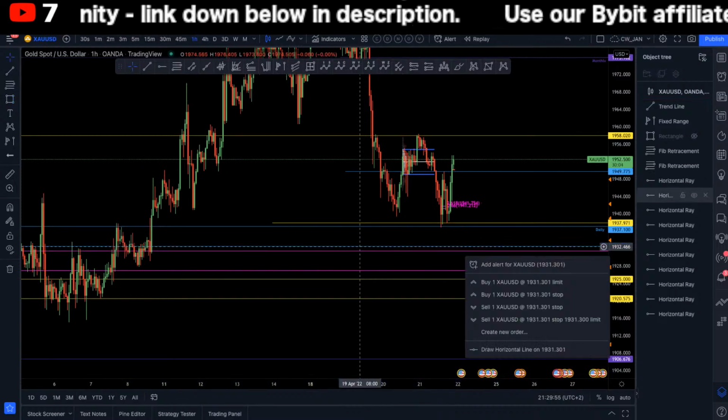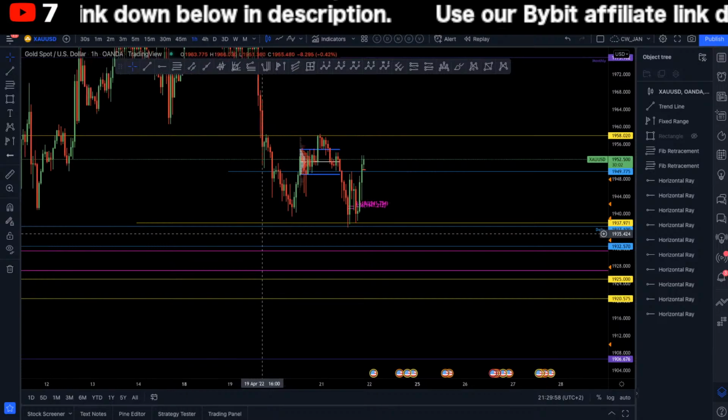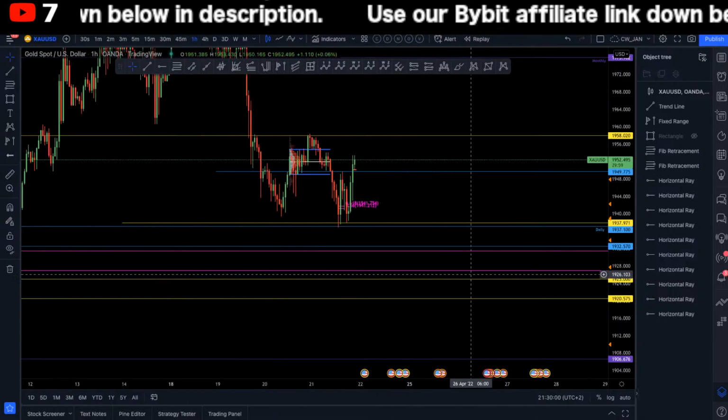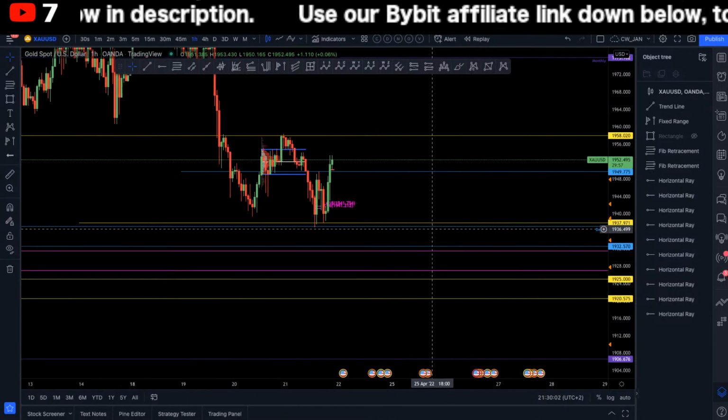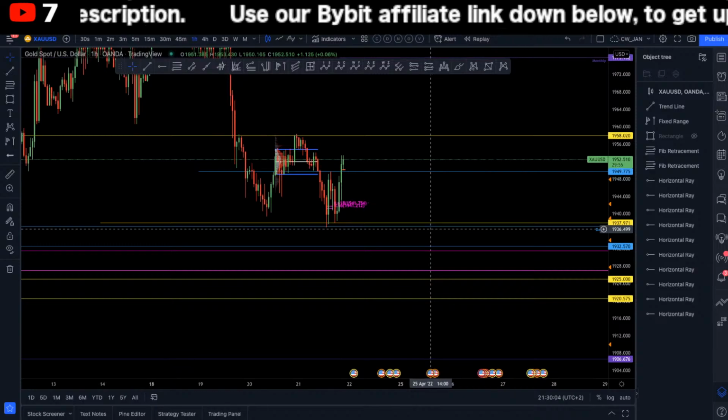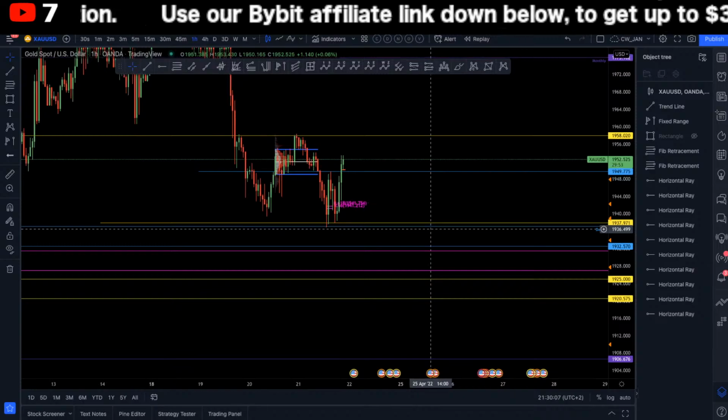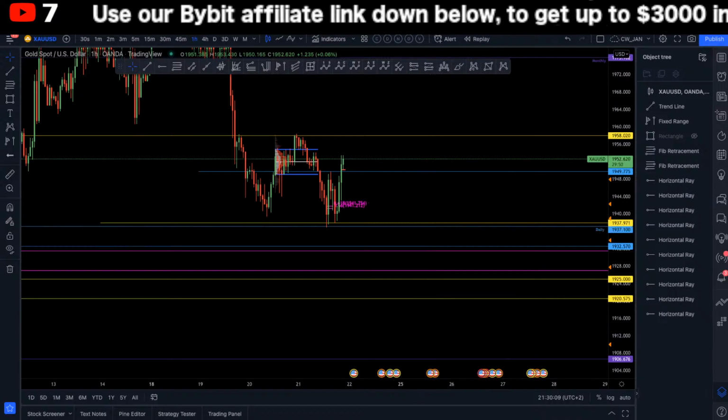So keep this level in mind. If you are an FTMO trader or whatever, you have access to trading gold, look for this level. This is a game of probabilities, right? And this is not financial advice, obviously. Keep this in mind.